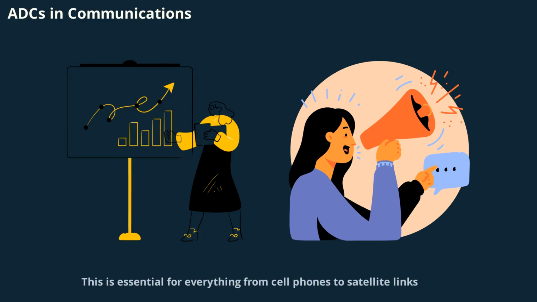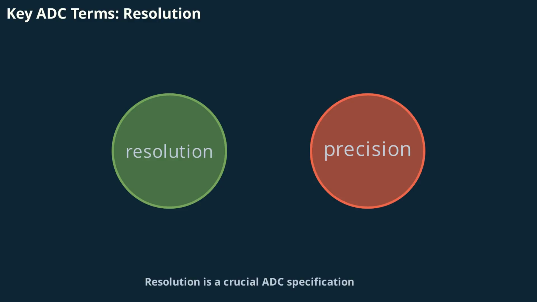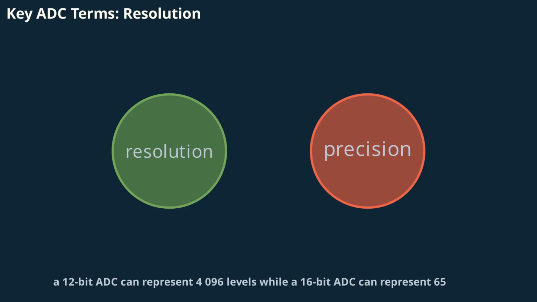This is essential for everything from cell phones to satellite links, enabling fast, reliable data transmission in our connected world. Resolution is a crucial ADC specification. It's measured in bits and determines how finely the analog signal is divided. Higher resolution means more precise digital representation. For example, a 12-bit ADC can represent 4096 levels, while a 16-bit ADC can represent 65,536 levels.